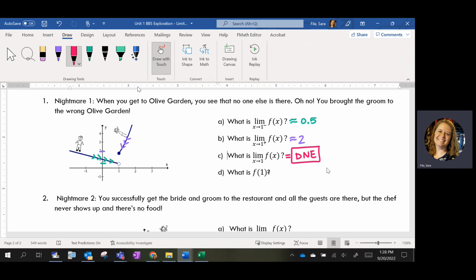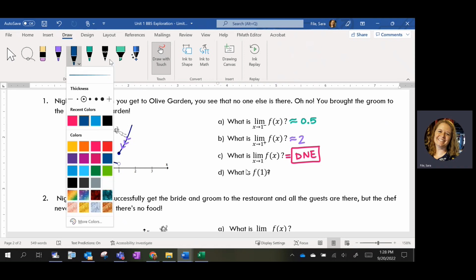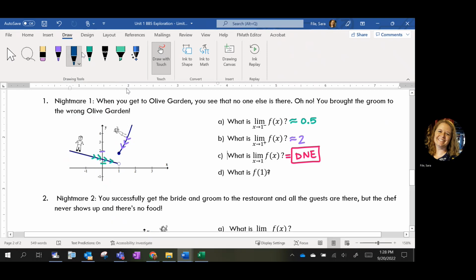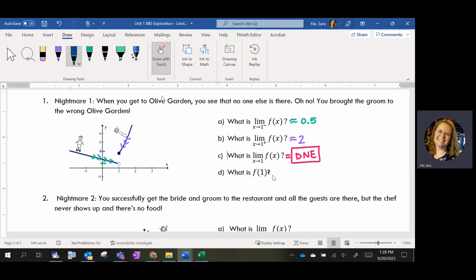Okay, so the limit does not exist here as x approaches 1. All right, now evaluate f of 1. Okay, so is 1 in the domain? Yes, it is. So we can get an answer here. Even though the limit doesn't exist, we can evaluate. If I go to 1, what is the y value there? That's the 2. That's the evaluation piece.